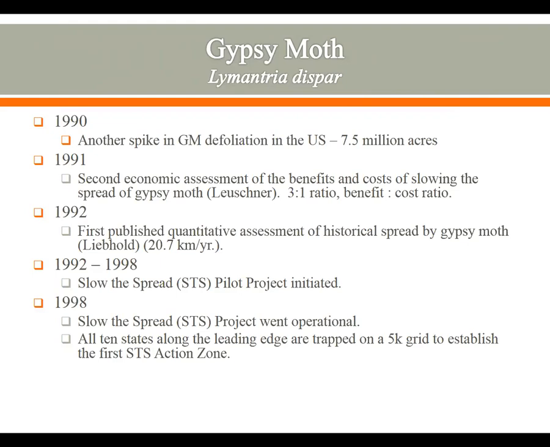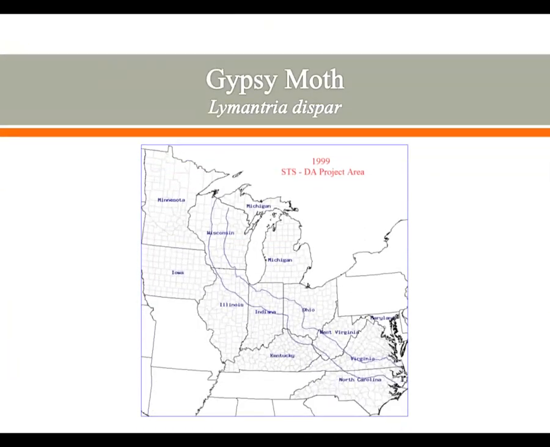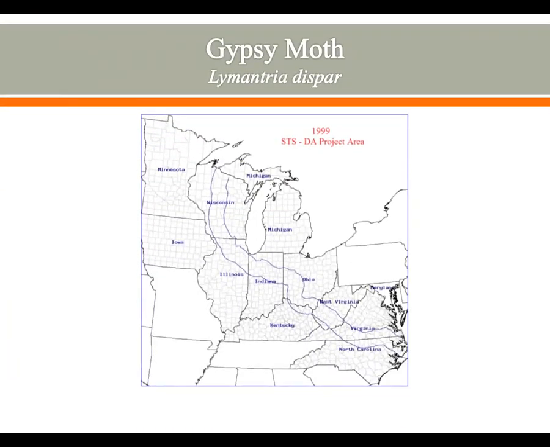In 1998, this project went operational, and 10 states along the leading edge were all trapped with 8K grids. Sorry, I put the wrong figure in there. This was to establish the first STS action zone, or barrier zone. And that's what we came up with in 1999 from the 1998 trapping results. This shows the barrier zone that went into effect in 1999.